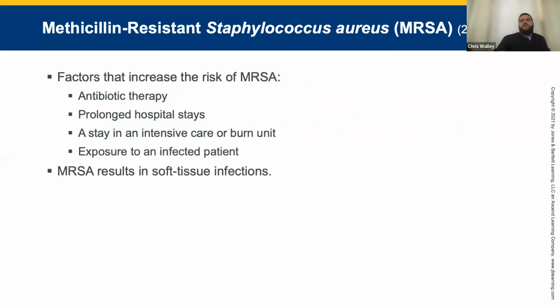Some factors that increase the risk of MRSA are long-term antibiotic therapy and prolonged hospital stays. The longer you stay in a hospital, the longer you have the potential of being exposed. A stay in an intensive care or burn unit, I don't know why that one is, or exposure to an infected patient. MRSA results in soft tissue infections. Signs and symptoms: localized skin abscesses, and sepsis in older patients.